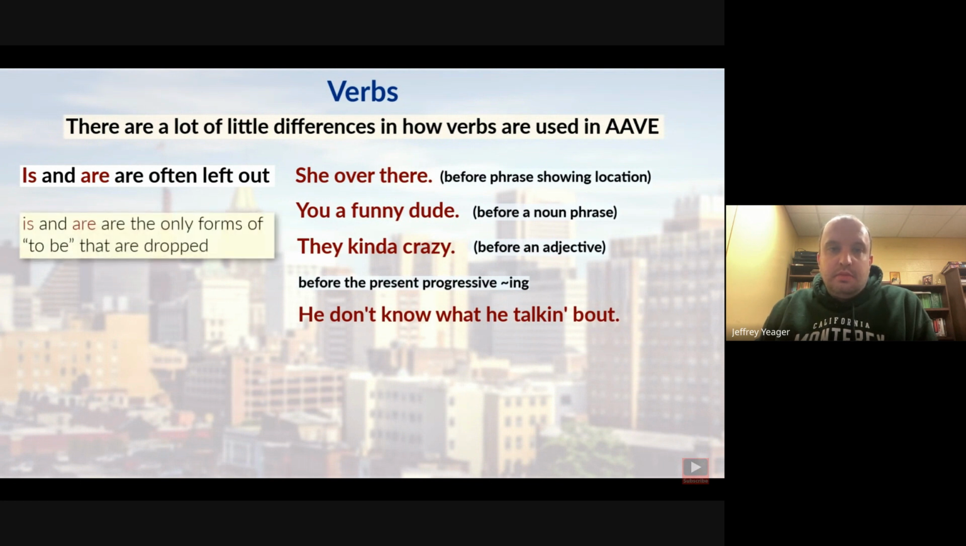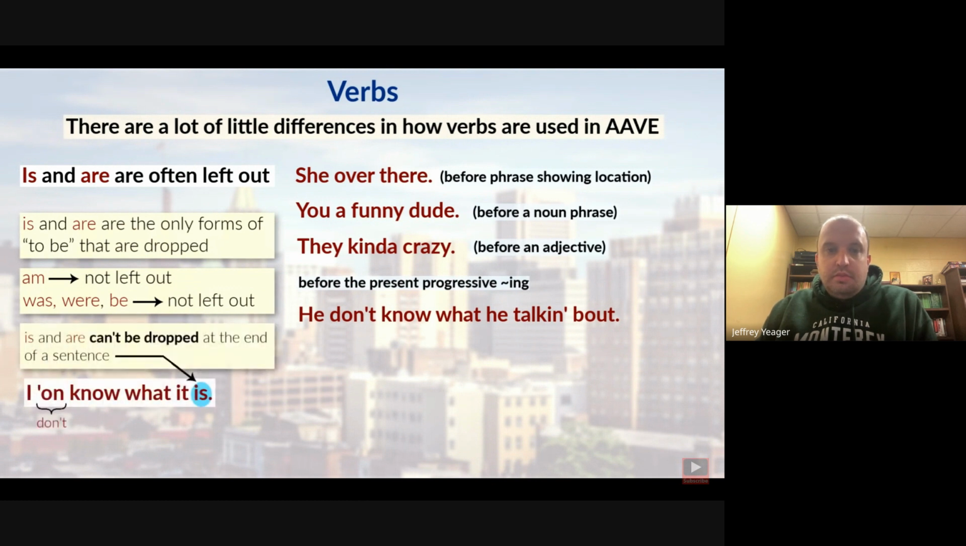Note that is and are are the only forms of to be that are dropped. Am is not left out, and neither are the past tense forms was and were, more on those later, or be. Also, is and are can't be dropped at the end of a sentence. I don't know what it is. The basic rule is that they can only be dropped in AAVE in the same contexts in which they can become contractions in Standard English.